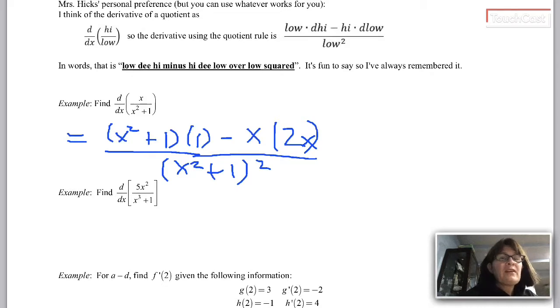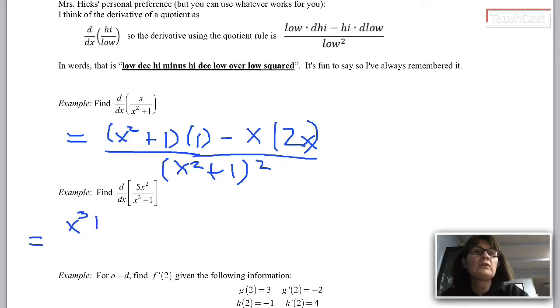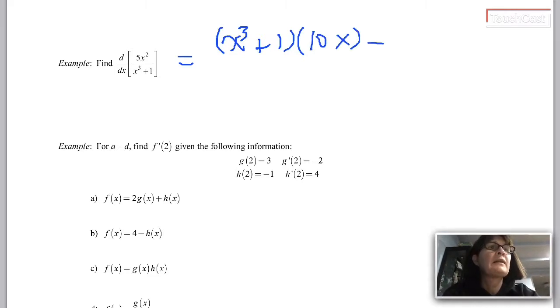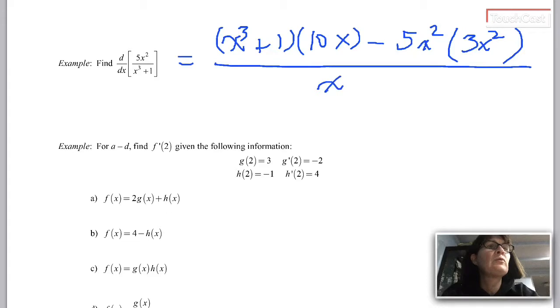Let's take a look at the next example. If I want to find the derivative with respect to x of 5x squared over x cubed plus 1, that's going to be x cubed plus 1, the low function, times the derivative of the high. 5x squared's derivative is 10x, minus 5x squared, the high function, times the derivative of the low function, 3x squared, all divided by x cubed plus 1 squared.